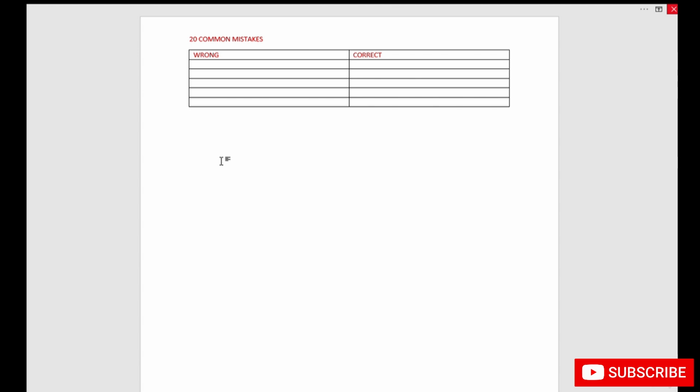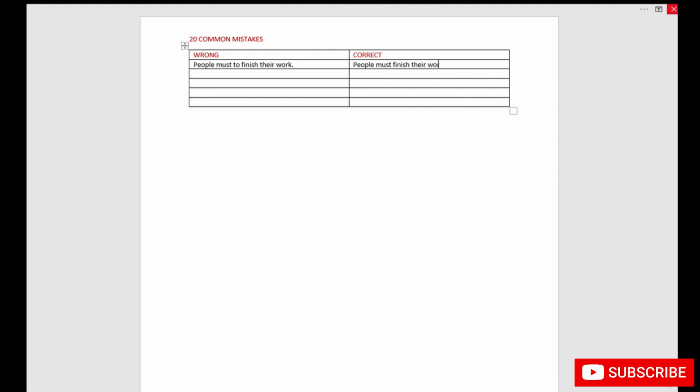And our first mistake is about using infinitive after a modal verb. Let's look at this example. People must to finish their work. Now the problem is that after a modal verb, and it can be can, should, have to, has to, these kind of modal verbs, we cannot use infinitive. We have to use the bare form. So the correct version would be people must finish their work.